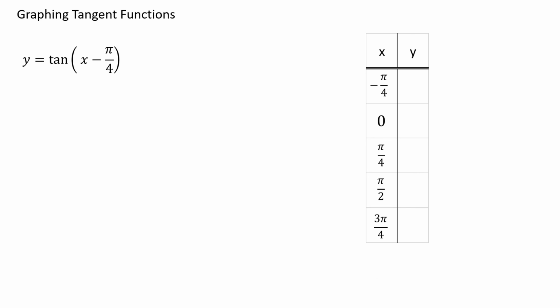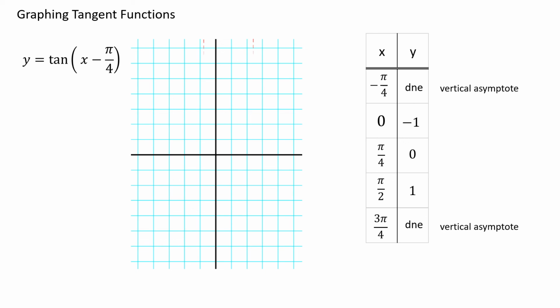And once you have your shifted x values, plug them into the function, graph the asymptotes, graph the points, and draw a curve that goes through everything and approaches the asymptotes.